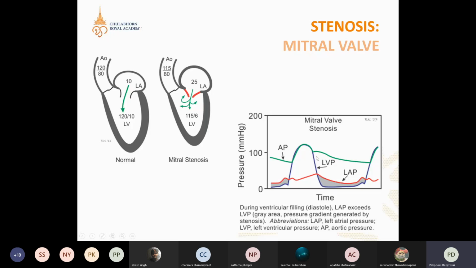So you can just focus on this phase to see the gradient across the mitral valve stenosis that occurs between the left atrial pressure and the left ventricular pressure over here, right? Okay. As I said earlier, the left atrial pressure will be a bit higher than the left ventricular pressure because of the mitral valve stenosis.